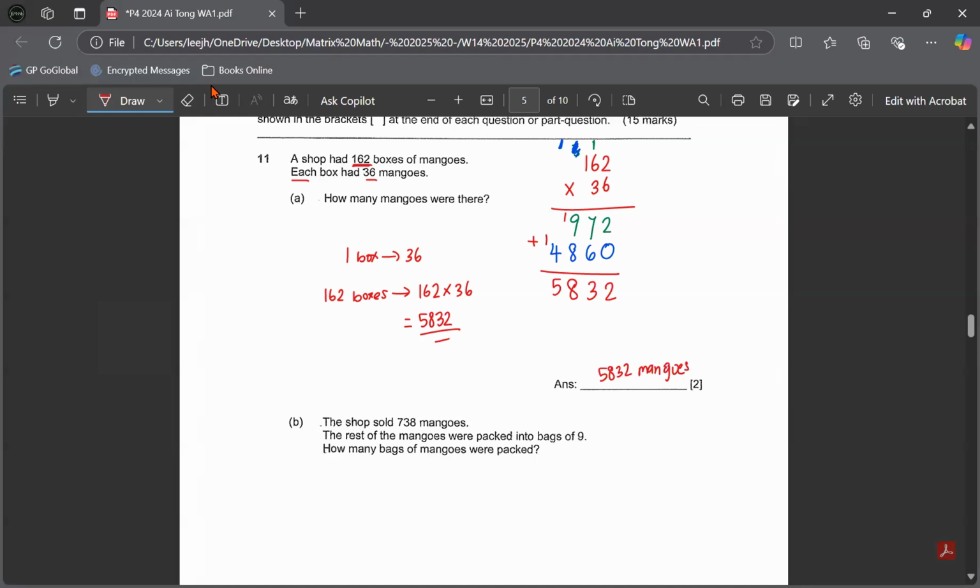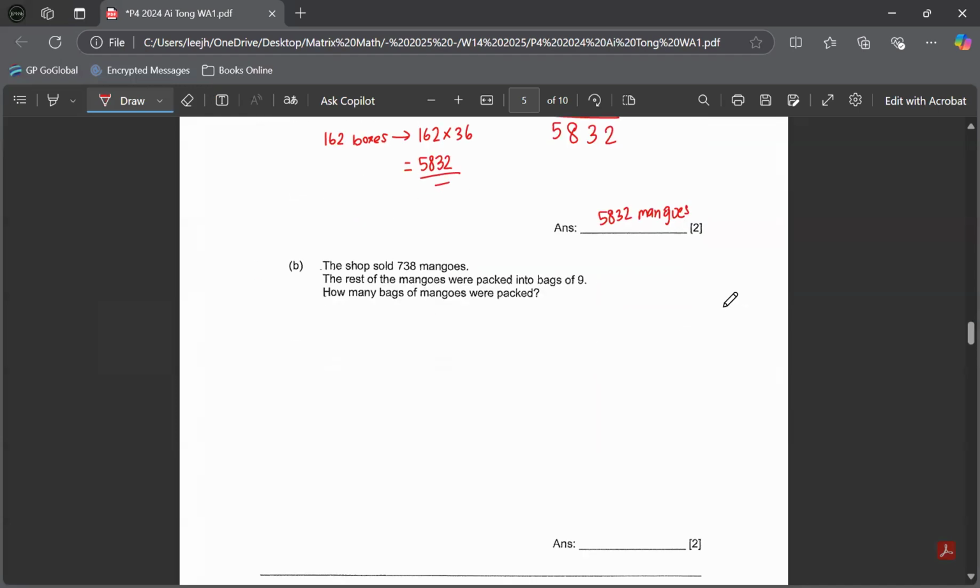So answer is question A. Yeah? This is answer for question A. Okay. Now let's look at B. The shop sold 738 mangoes. The rest of the mangoes were packed into bags of 9. How many bags of mangoes were packed?